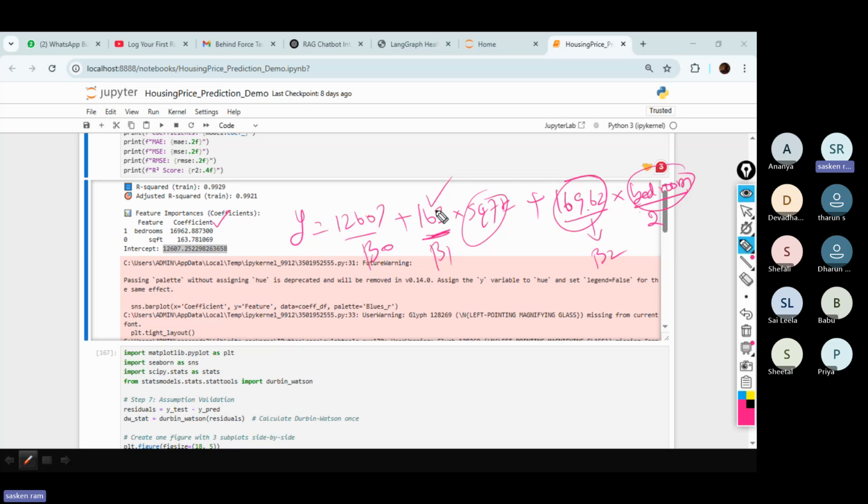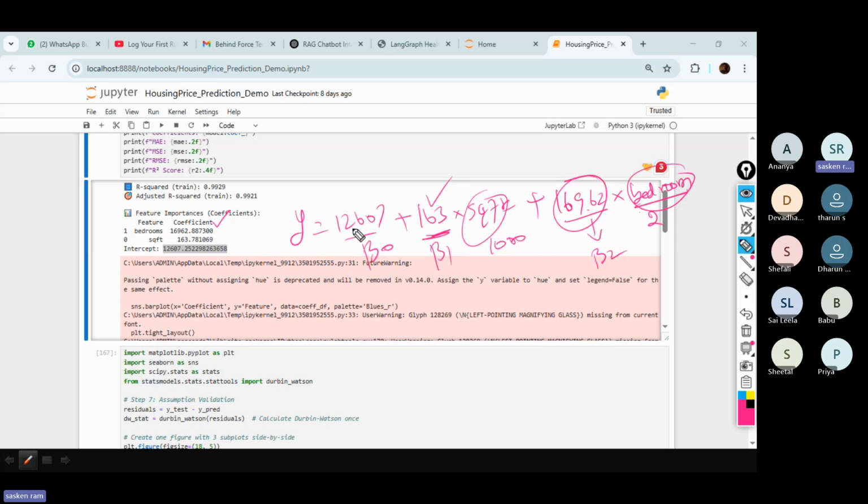For square feet, this is the slope value. For the bedroom, this is the slope value. If you plug in these values, you're all set, right? Let's say your square feet is 1000: 1000 into 163, plus 2 into this one, plus this, you add it, and you will get the predicted value for your housing price.